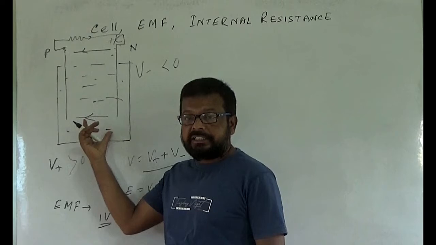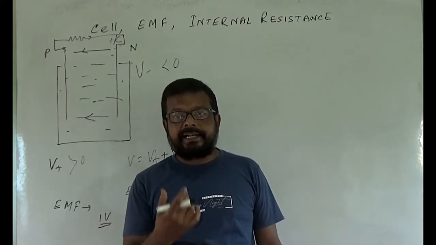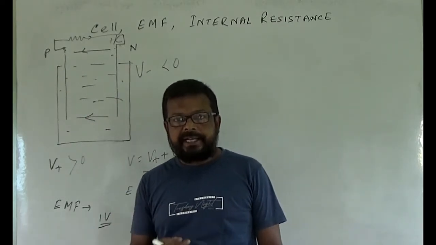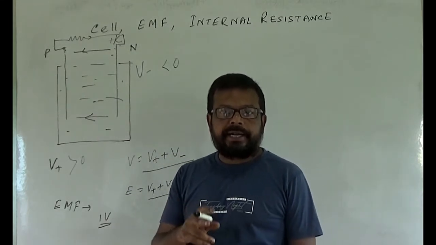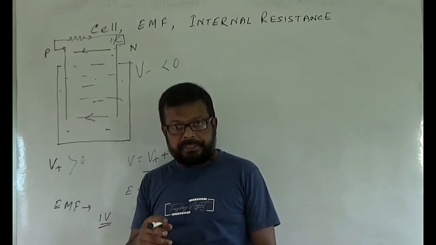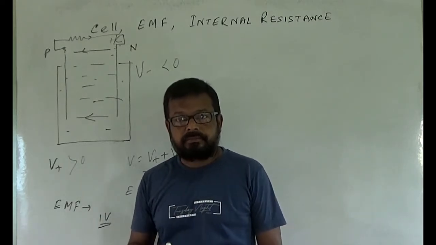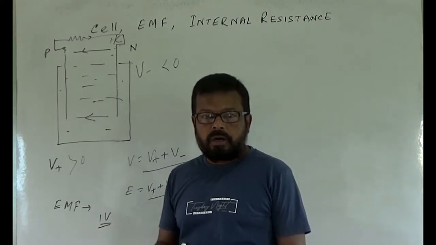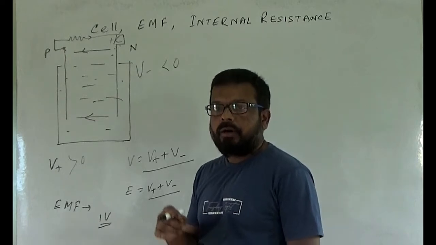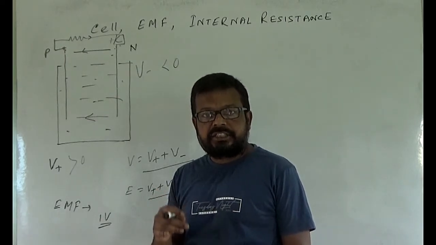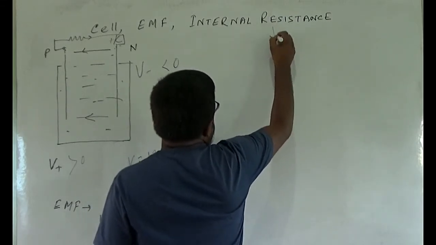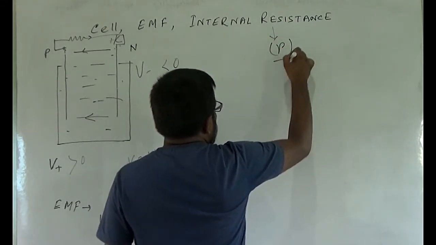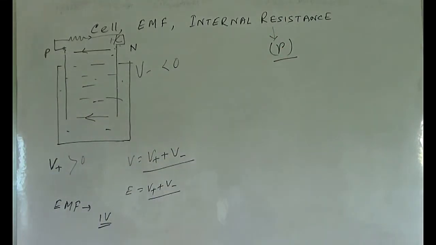This is called the internal resistance. Or you can say internal resistance of a cell is defined as the opposition offered by a cell to flow of current through it. Through it means through the electrolyte. It is called the internal resistance, or you may say this is the resistance of the electrolyte, and internal resistance of a cell is denoted by small r. Small r is the internal resistance.